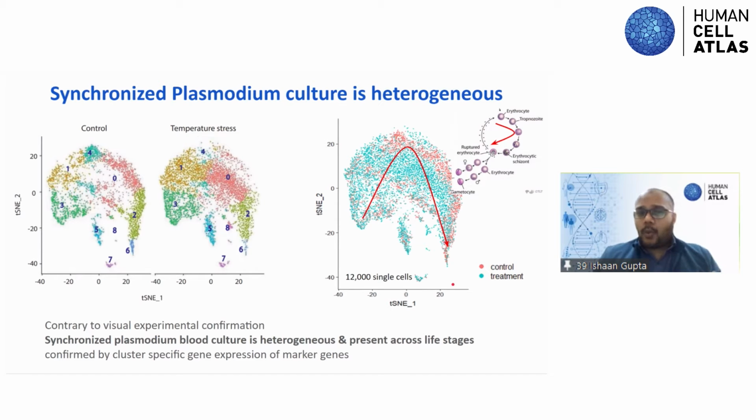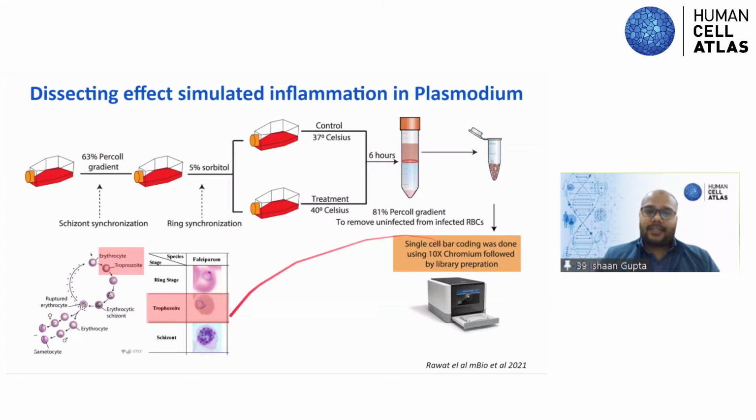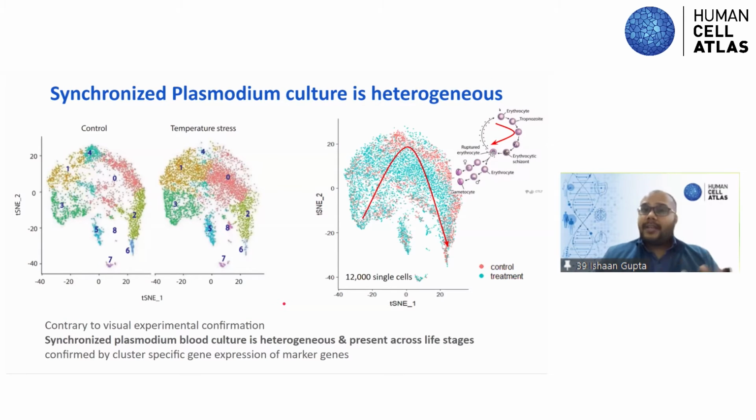And contrary to what visual experimental confirmation would say, after 6 hours, we would expect just the trophozoites, which is basically this specific developmental stage, to be present. But to our surprise, about 70% of the cells were trophozoites, but about 30% were developmentally distributed across the entire trajectory. So there were cells which were still stuck at ring stage. There were cells which were much more advanced than the trophozoite stage as well. And this was corroborated by cluster-specific gene expression.